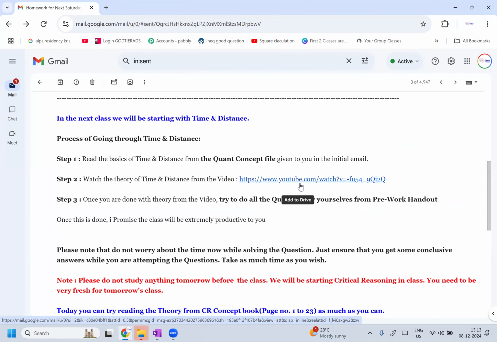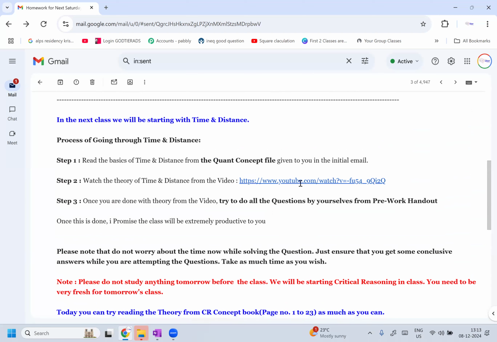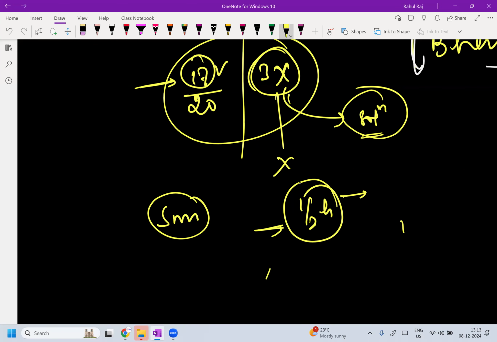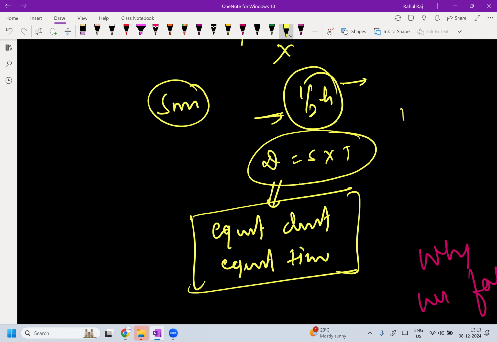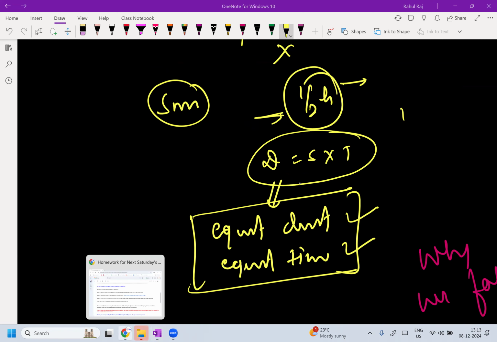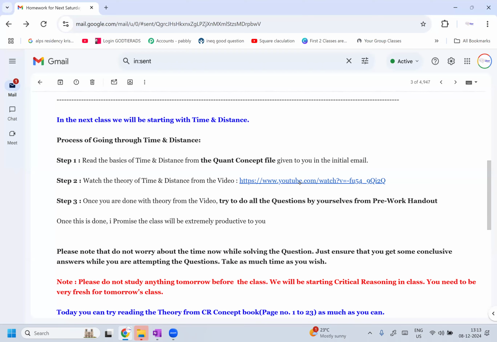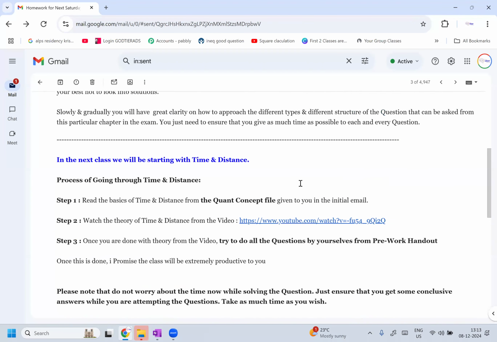Thursday onward, you can start reading the time and distance topic. Time and distance is nothing at all. Distance is equal to speed into time. This is what time and distance is. While solving questions of time and distance, either you equate distance, or you equate speed, or you equate time. Any question from anywhere in the world, however tough it is, it just does not matter. Either you equate distance or you equate time. That's all. So from Thursday onward, start the time and distance topic.